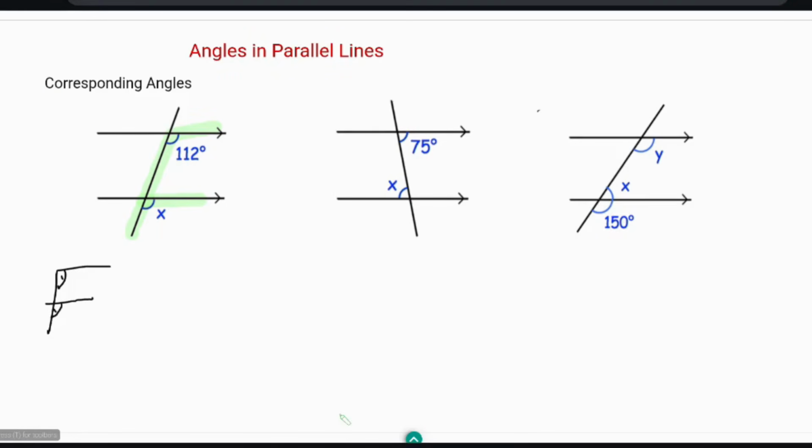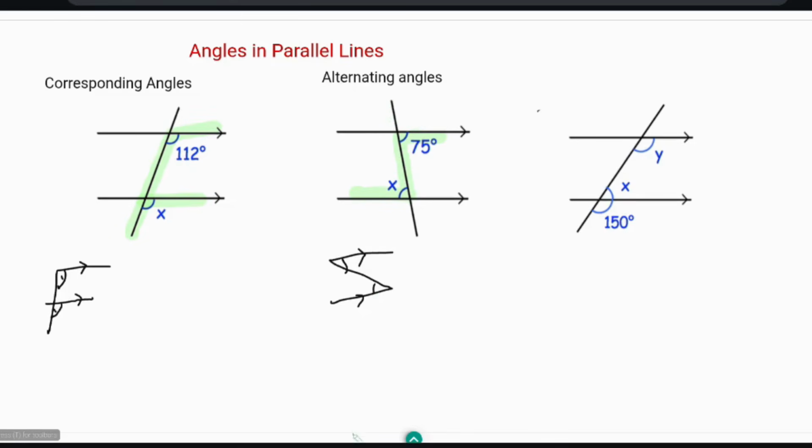With a Z angle, the angles where your lines meet here and here are the same. The parallel lines would be there. These are called alternating angles, and they might be upside down or back to front.